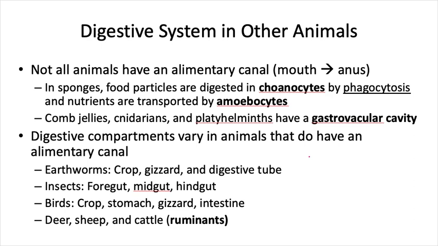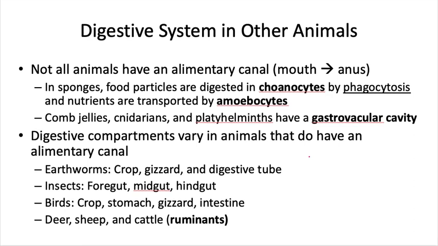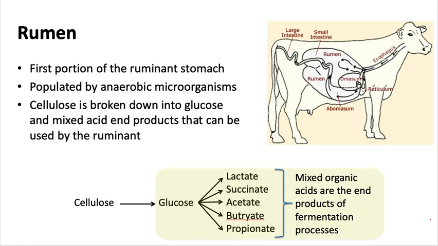And for those that do have a complete digestive tract from a mouth to an anus, we have a variety of different digestive compartments along the way. So humans have a stomach, a small intestine, and a large intestine. Earthworms or annelids have a crop and a gizzard and a digestive tube. Insects, which are arthropods, have a foregut, a midgut, and a hindgut. Birds also have a crop and a gizzard as well as a stomach. And we're also going to talk about how mammals called ruminants have a specialized stomach called a rumen. So the ruminants is not going to be reviewed. We're going to cover that right now.